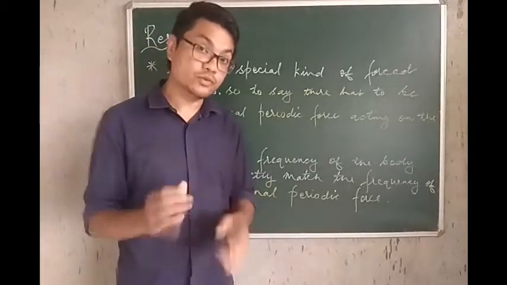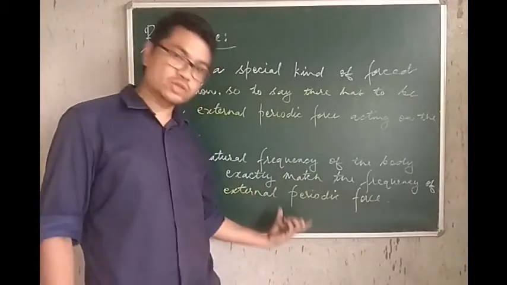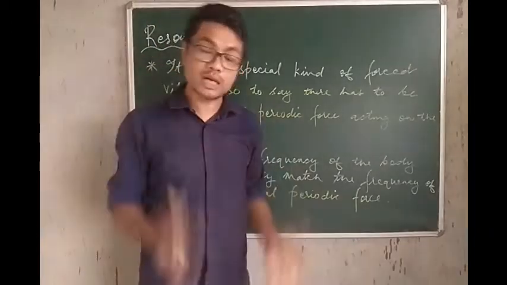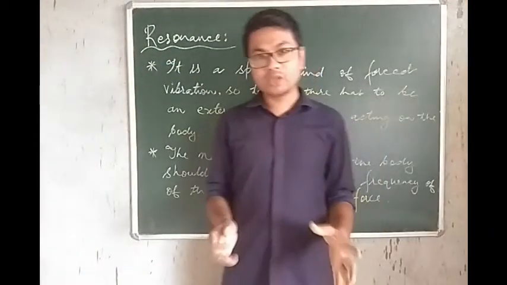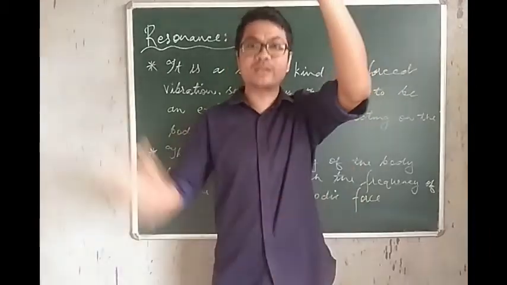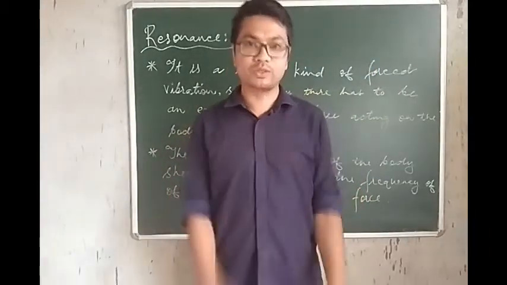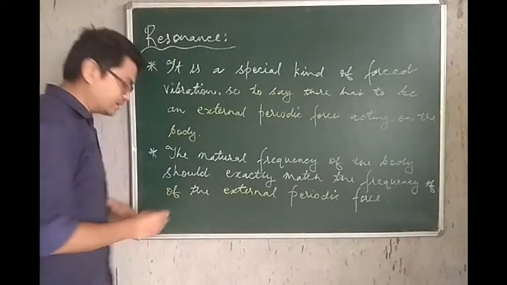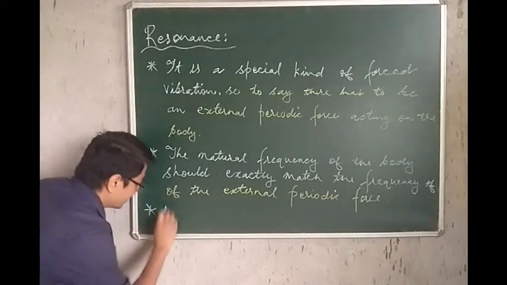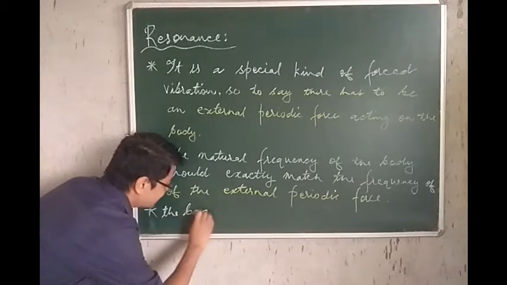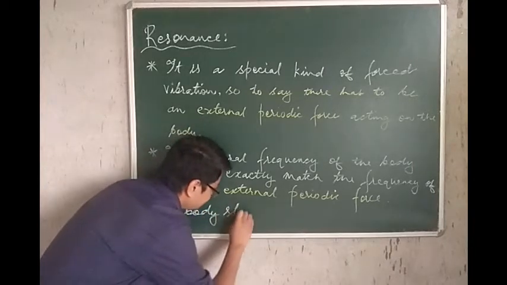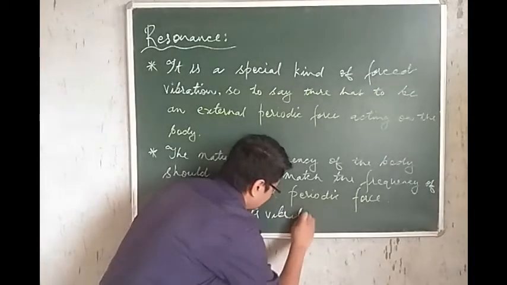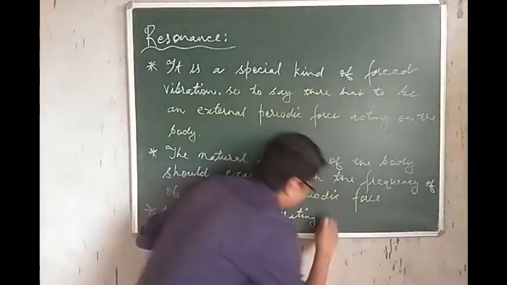Now when the natural frequency of the body matches with the frequency of the external periodic force, that is when resonance occurs. What happens is the body is going to vibrate with a very large amplitude. Okay, so that is what happens in case of resonance. The body starts vibrating with a large amplitude.